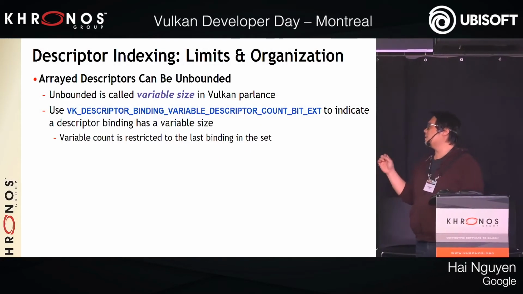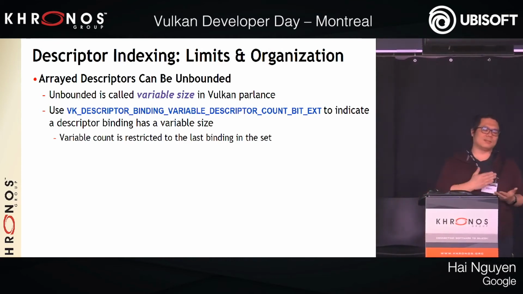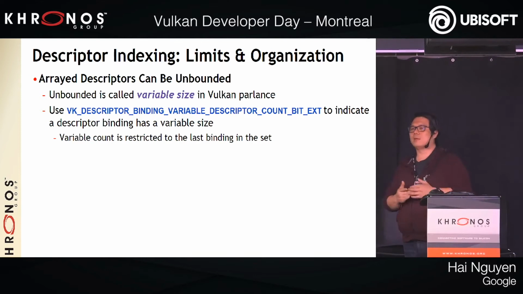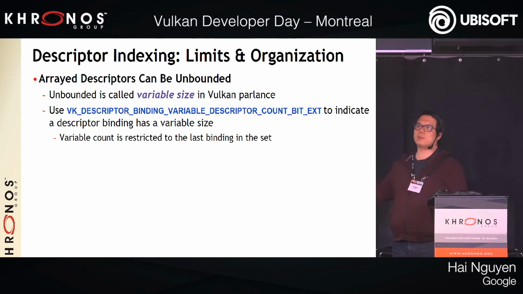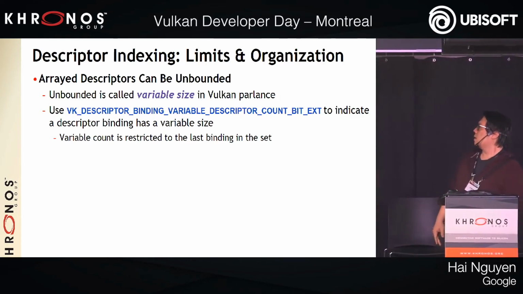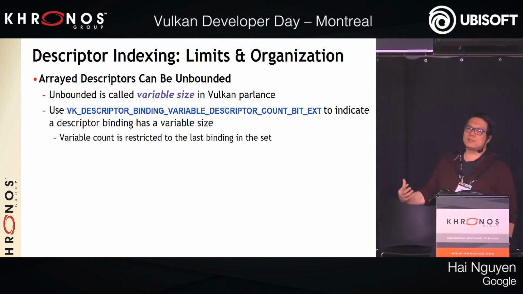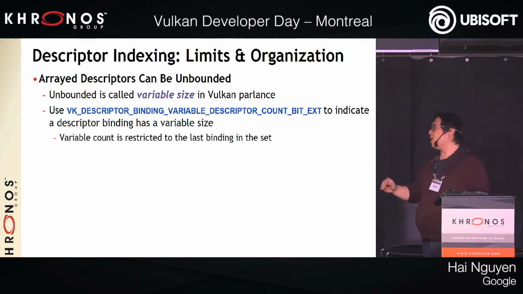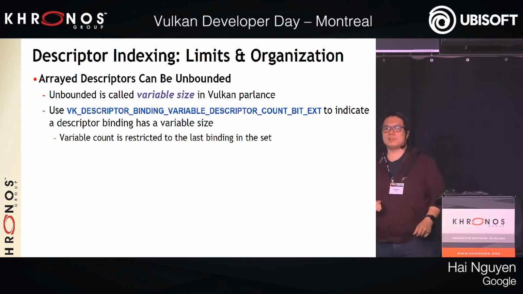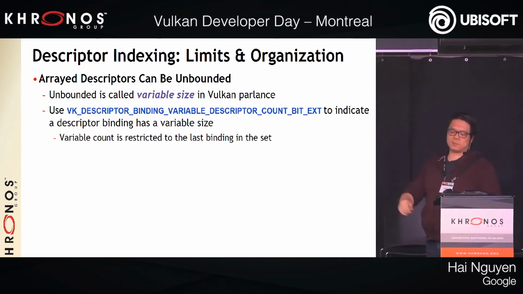And the other thing about the arrays at the shader level is that they can be unbounded. If you're looking at this extension in the spec, it won't use unbounded except maybe in 1 or 2 sentences. Variable size or variable count is what the Vulkan version of this is called. Even though you activate this extension, not all things are automatically unbounded. You have to tell it that, hey, I want this binding to be unbounded. And we'll get into the specifics of more of this in just a little bit.